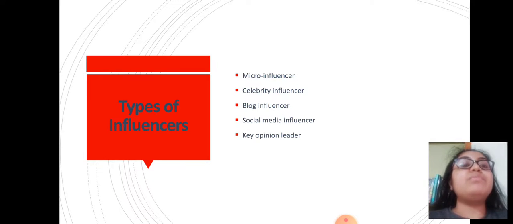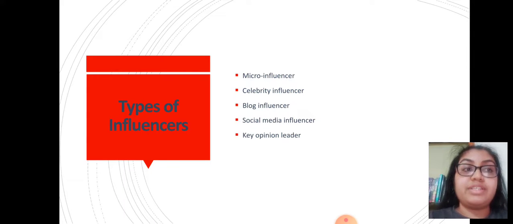For example, if you want Mithila Palkar as an influencer, then you are going for a celebrity influencer. Blog influencer: there are people who write blogs, who have foodie blogs, fashion blogs, etc. Or you also have lifestyle blogs, educational blogs, financial blogs. Different blogs are written and they have an area of influence in that particular area. So if you want someone to talk about your brand in their blogs and in their YouTube videos, you can go for a blog influencer.